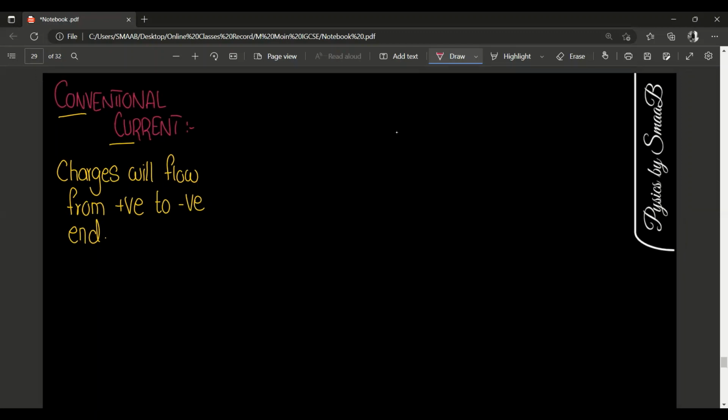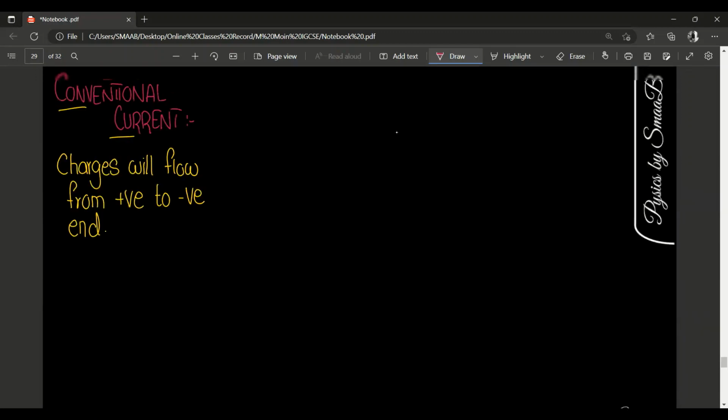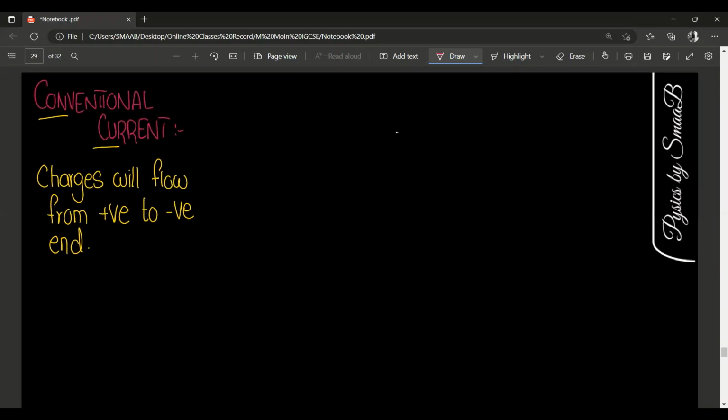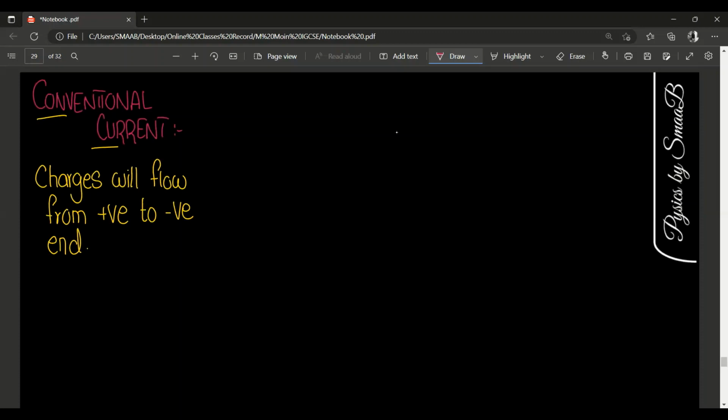So they will ask about electron flow. Electron flow will always be from negative to positive, and normal current or conventional current will flow from positive to negative, right? Okay, I got it.